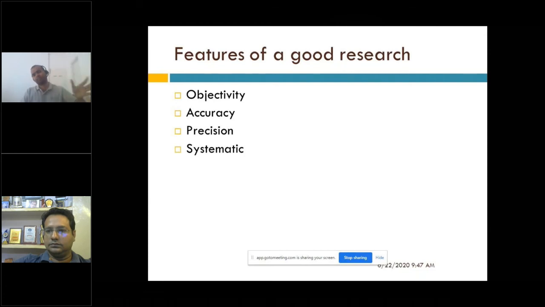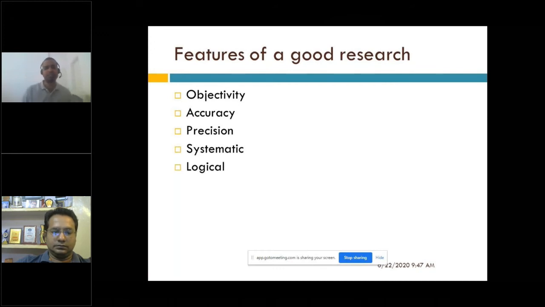Systematic. Systematic research, we always know, involves so many steps. These steps should be taken well care of. If we pay less attention to any step, we can deviate, and it will result in faulty, defective research.